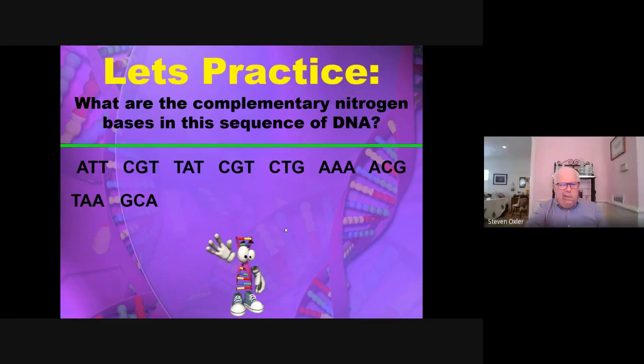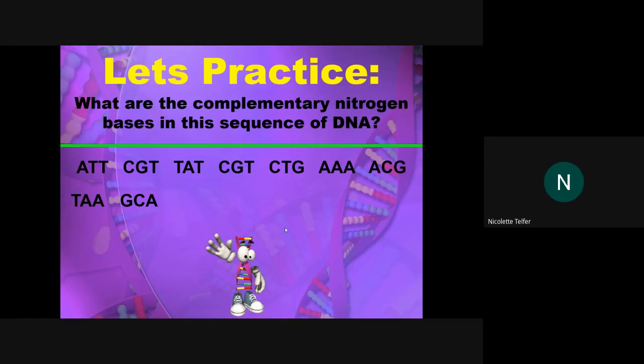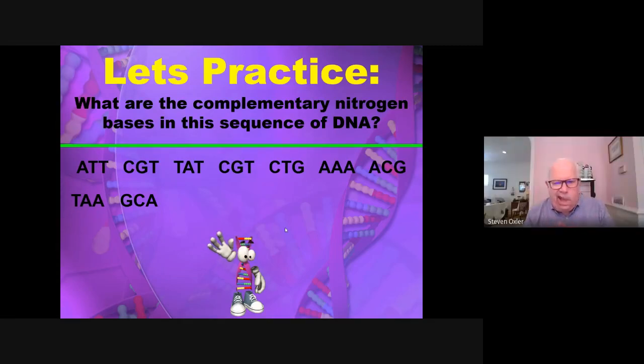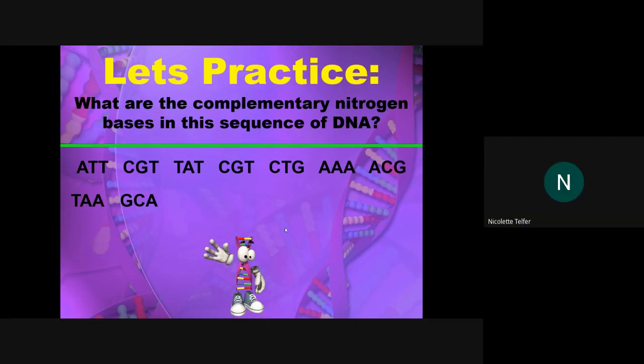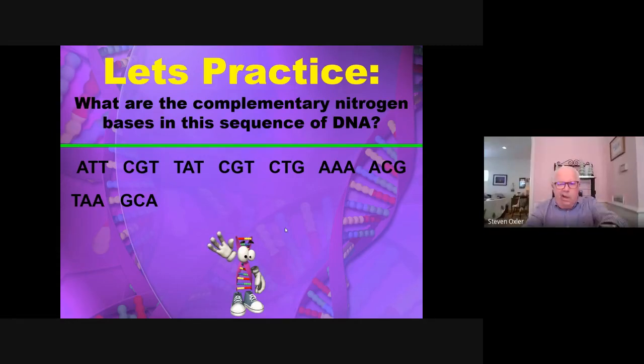No, I don't get it. Who said no? Oh, wait, so A has to bond with T, and G and C have to go together. Okay. So here, TAT would be ATA.